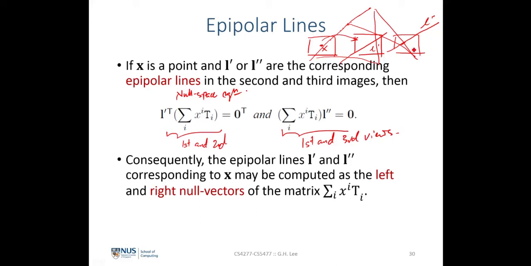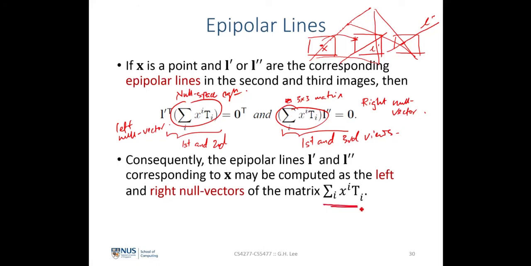And the epipolar line in the third view, which you call L'' here, is solved as the right null space vector of this particular matrix equation over here. This is a 3x3 matrix. They are both the same over here. And what this means is that L' is solved as the left null vector, and the L'' over here is solved as the right null vector of this 3x3 matrix over here that we denote in this case.